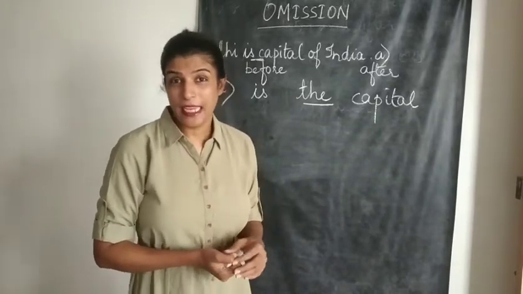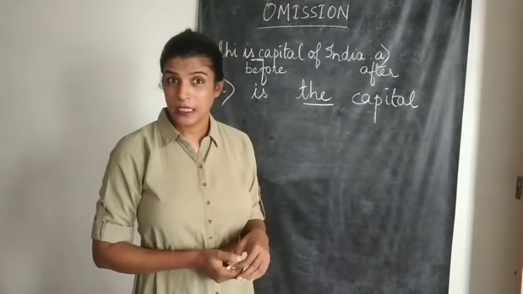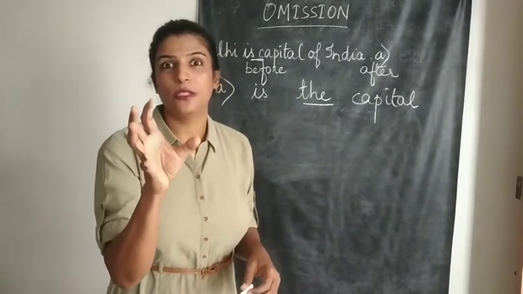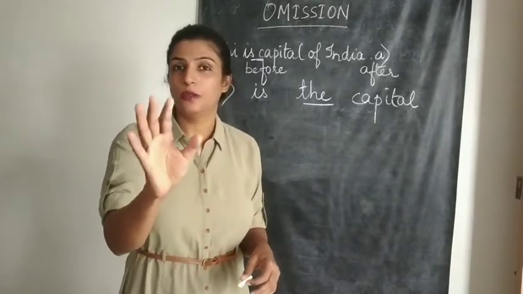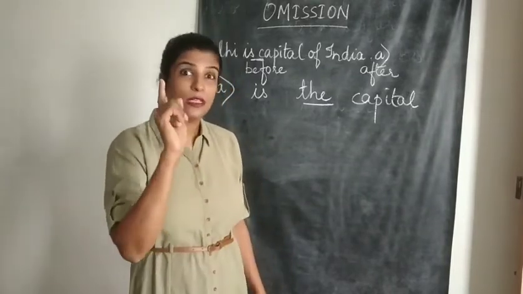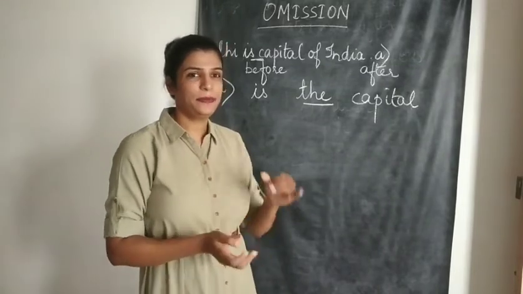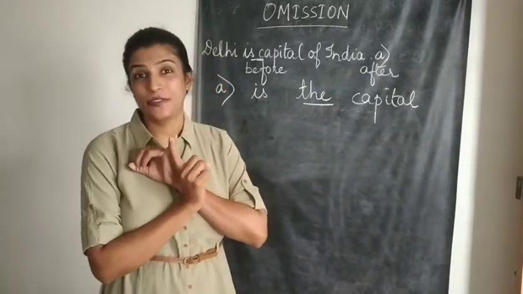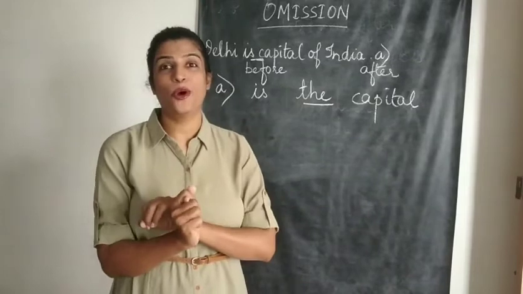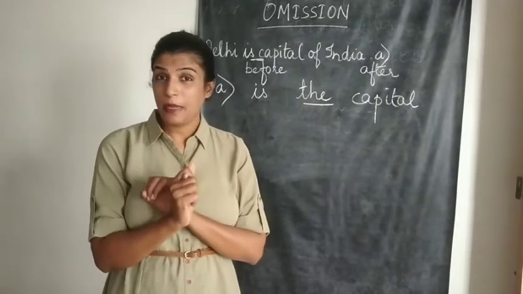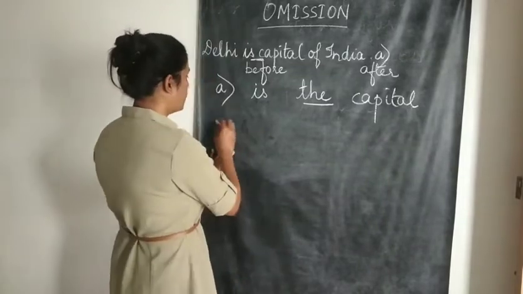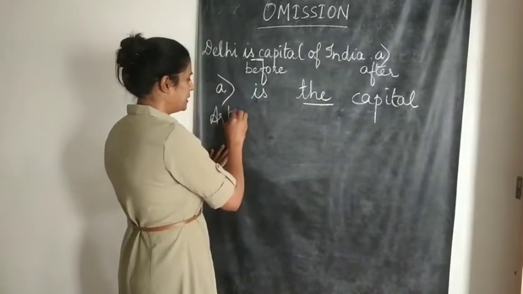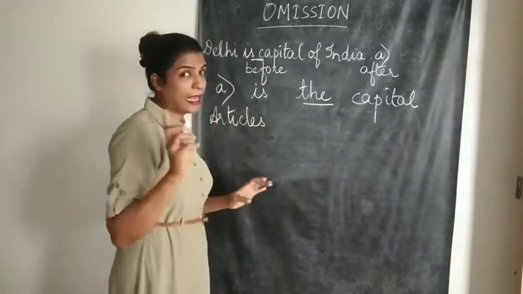That is why in omissions, certain words only go missing. Majoritively, those are the words which will go missing. The words which will go missing are articles. Firstly, a, an, or the. Remember this. I am giving you an entire list of what will go missing. Articles would go missing: a, an, or the.